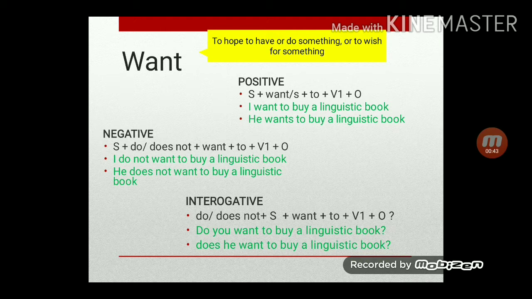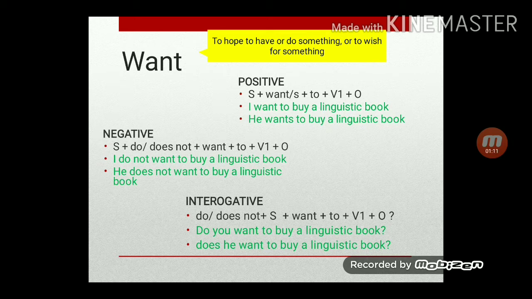I want to buy a linguistic book. He wants to buy a linguistic book. Those sentences show that we have a wish for something. I want to buy a linguistic book means I have a willingness to buy a linguistic book.